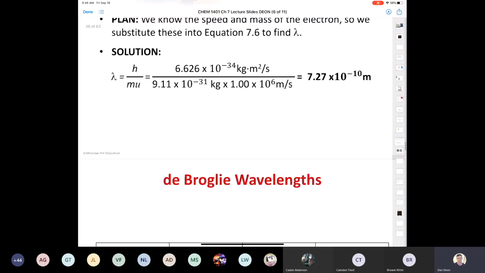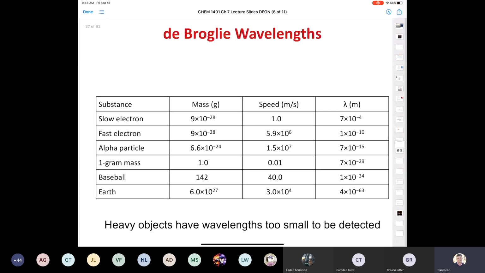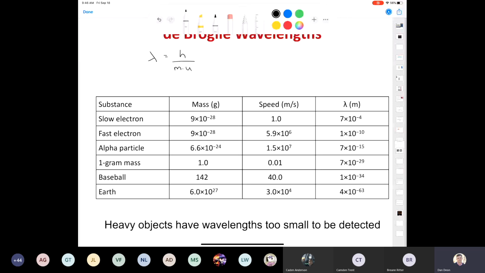This one right here shows you de Broglie wavelength. So remember, the de Broglie wavelength is equal to Planck's constant divided by the mass multiplied by the speed. We've got a bunch of different substances here: electrons, a baseball, and Earth. We'll worry about the other ones another day.